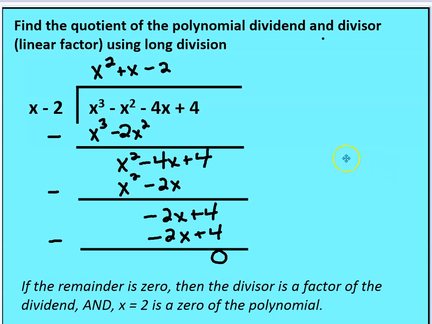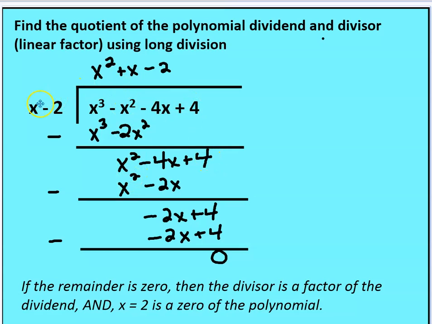Okay, so I'm going to go through this with you. I'm going to divide x into x cubed. I get x squared. This becomes part of our quotient. Multiply x squared by negative 2, negative 2x squared. Here, I'm going to subtract the result of this first term in the quotient by the linear factor, which is x cubed minus 2x squared. I end up with x squared minus 4x plus 4.